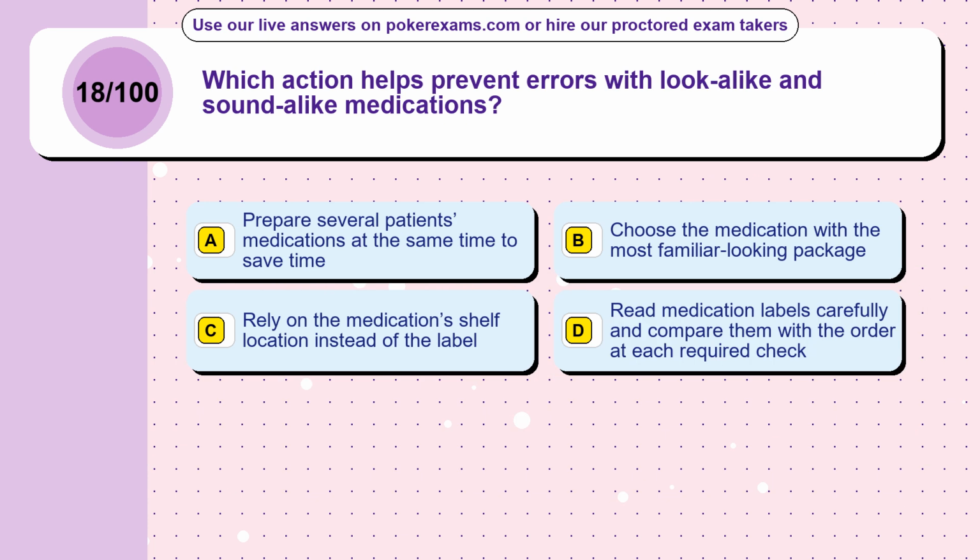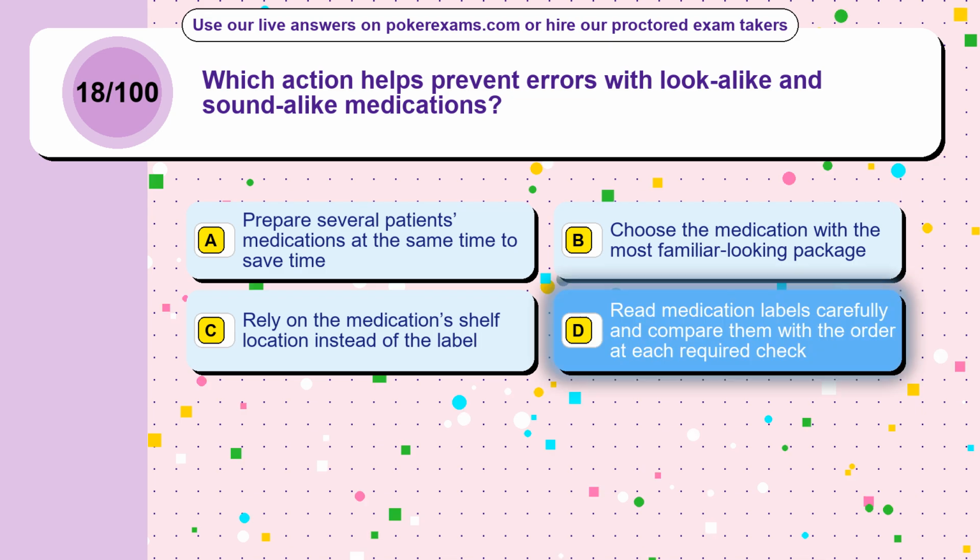Question 18. Which action helps prevent errors with lookalike and soundalike medications? Option A. Prepare several patients' medications at the same time to save time. Option B. Choose the medication with the most familiar-looking package. Option C. Rely on the medication's shelf location instead of the label. Option D. Read medication labels carefully and compare them with the order at each required check. The correct answer is option D.